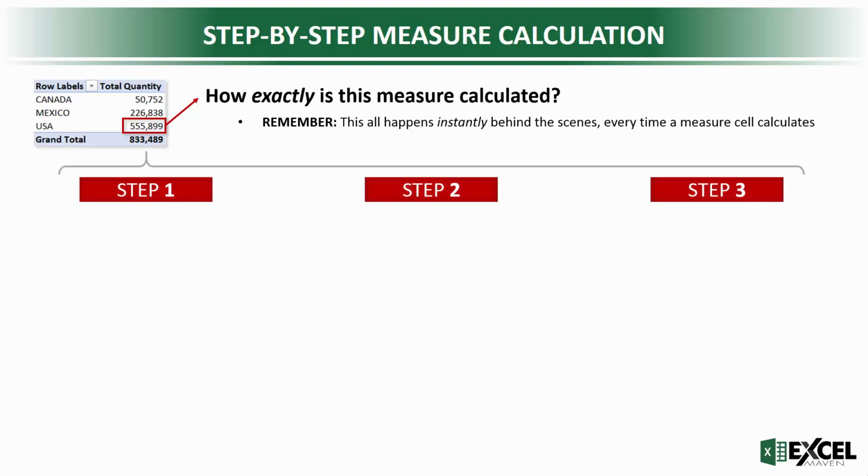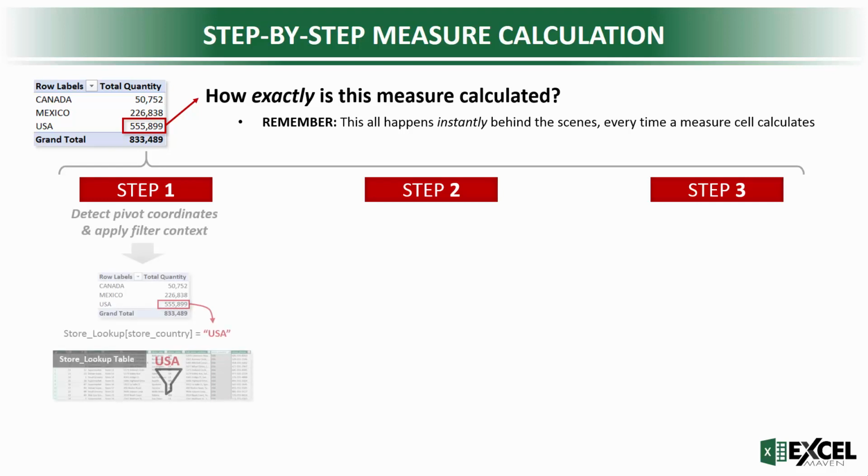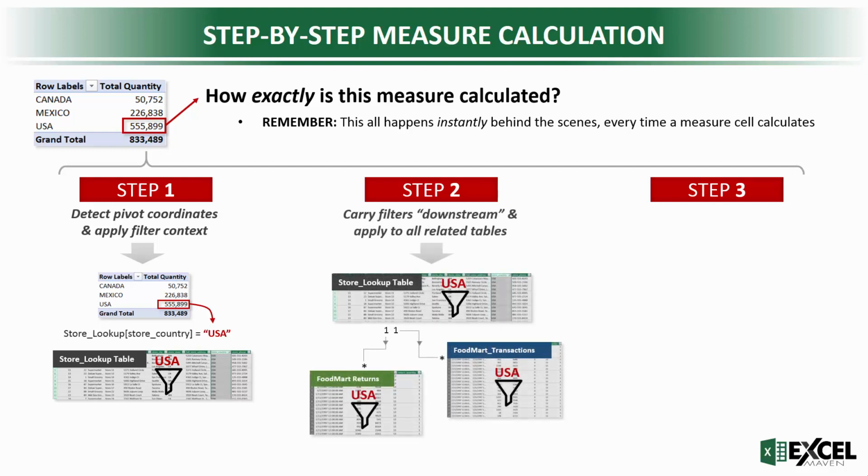So we've got a three-step process here that happens every time a measure cell calculates. In step one, Excel detects the pivot coordinates and then applies the filter context. In this example, pretty simple, there's one coordinate: the store country column from the store lookup table equals USA. So given that coordinate, Excel applies that filter context to the store lookup table and filters down to only the rows where the store country equals USA. That's step one.